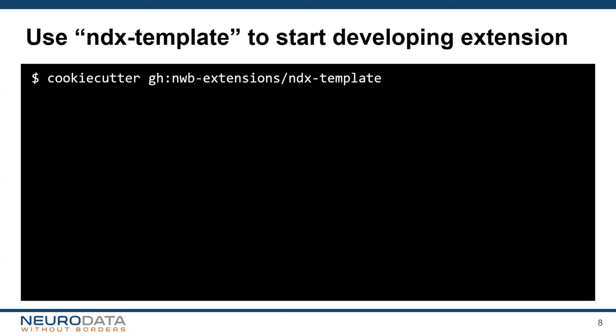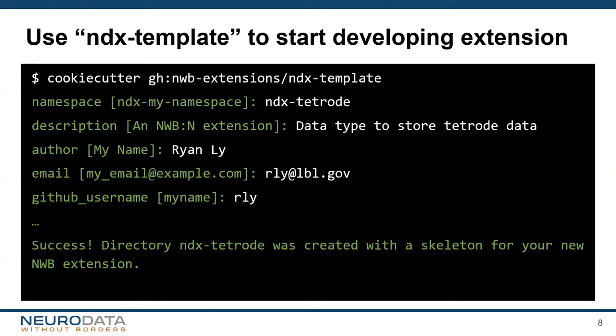So we created a template called NDX template and a Python API for creating extensions. Users can use the cookiecutter template command line tool to download and run the template like so. Cookiecutter will prompt you for all of the generic metadata, and it will generate a base directory structure that includes basic YAML files and a Python script for programmatically creating the YAML files so that you don't have any weird errors when writing these files by hand.